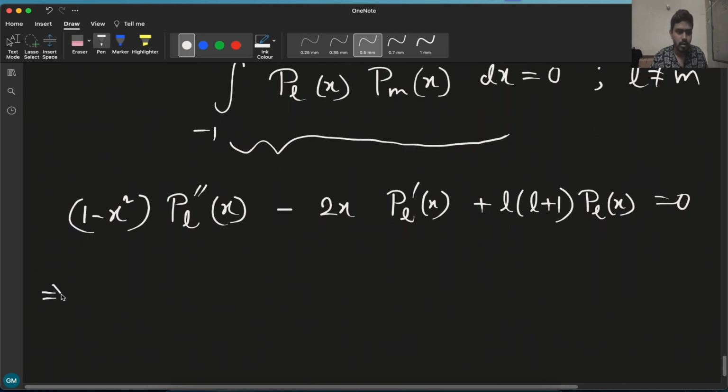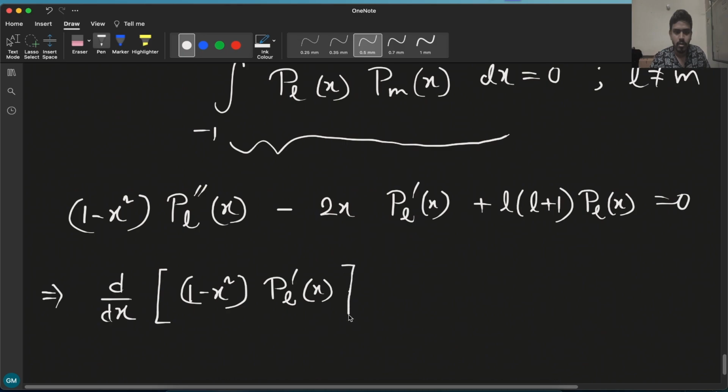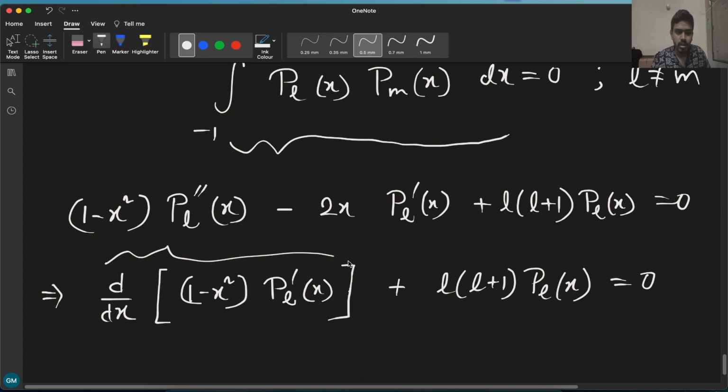And it can be written as d/dx of (1 minus x squared) P_l dash(x), plus l into (l plus 1) P_l(x). If you do this differentiation, then you will basically get these two terms. If you do d/dx of P_l dash(x) first, then you will get P_l double dash(x). And then if you do the differentiation of 1 minus x squared, you will get this minus 2x, where this P_l dash(x) will be intact.